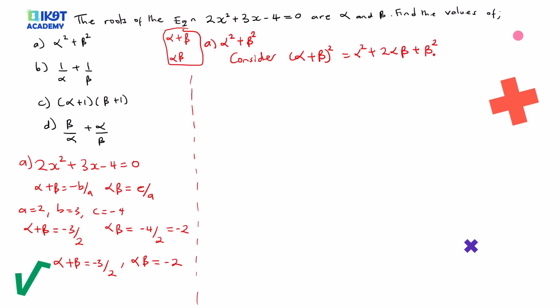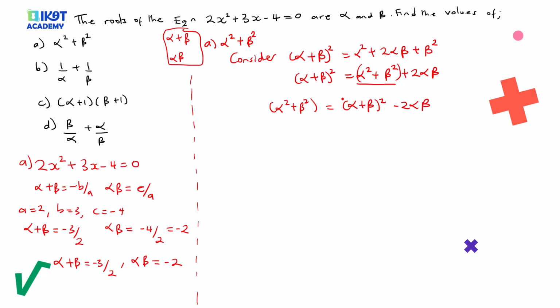Now, when you look at this keenly, you can realize alpha plus beta squared is equal to alpha squared plus, I'm bringing this close, plus beta squared plus 2 alpha beta. So you see, my expression is here. So I can just make this the subject. I'll realize alpha squared plus beta squared is equal to alpha plus beta squared minus 2 alpha beta. So I'm just making this the subject, and this is what I have.